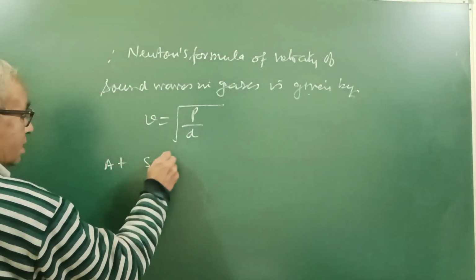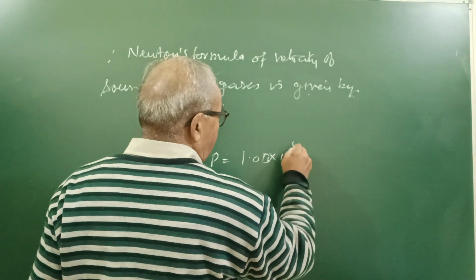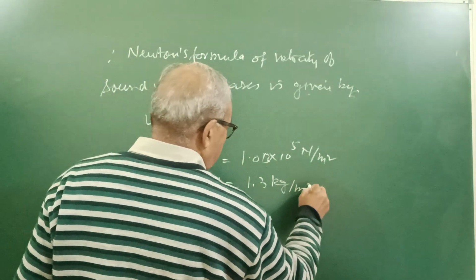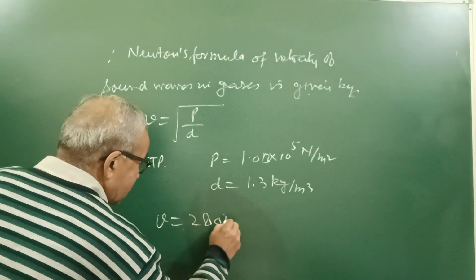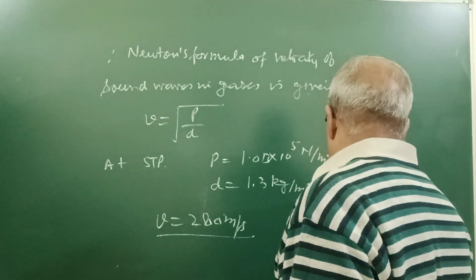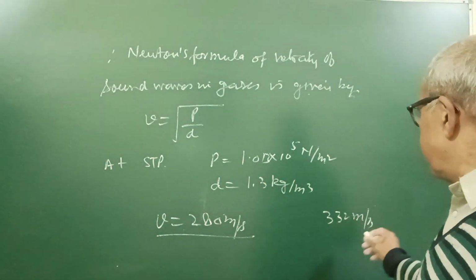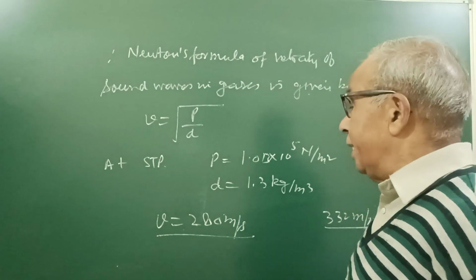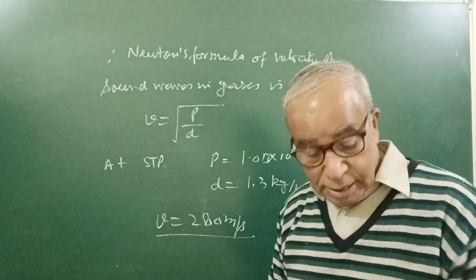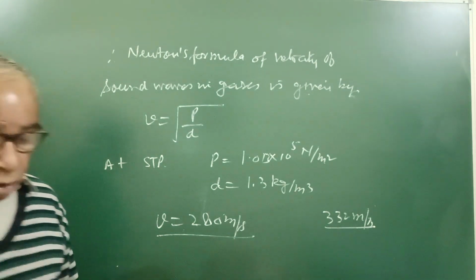At STP, P equal to 1.01 × 10 to the power 5 Newton per meter square, and density 1.3 kg per meter cube. If you put these values here, we get v equal to 280 meter per second. This value is very much less than the experimental value, which is 332 meter per second. At STP means at 0 degree centigrade and 1 atmospheric pressure. The speed of sound in gases is 332, but theoretically it is 280. So it means Newton's formula is not correct to find the speed of sound waves in gases. You can write it yourself.